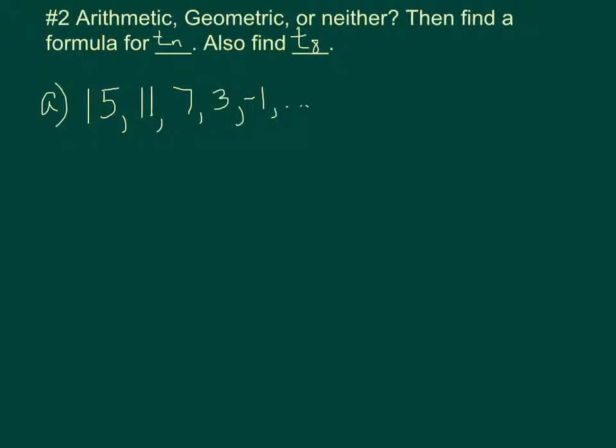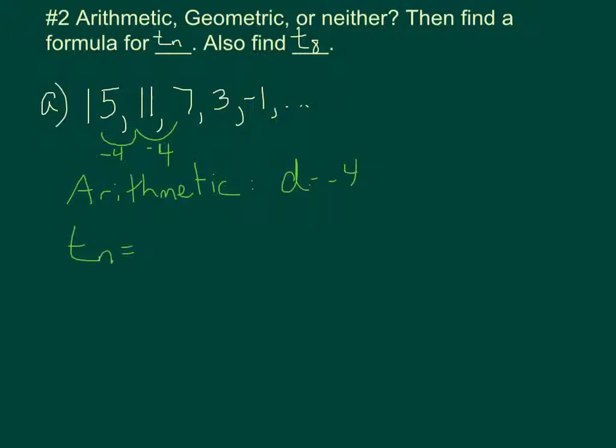Okay, so here are your directions. Is this sequence arithmetic, geometric, or neither? Then I want you to find a formula for Tn, and not only that, I want you to go ahead and find T sub 8, the 8th term. Well, let's look for a pattern. The pattern's pretty easy to find on this one. 15 minus 4 is 11, and 11 minus 4 is 7. So this is certainly an arithmetic sequence because it has a common difference. That common difference is -4.